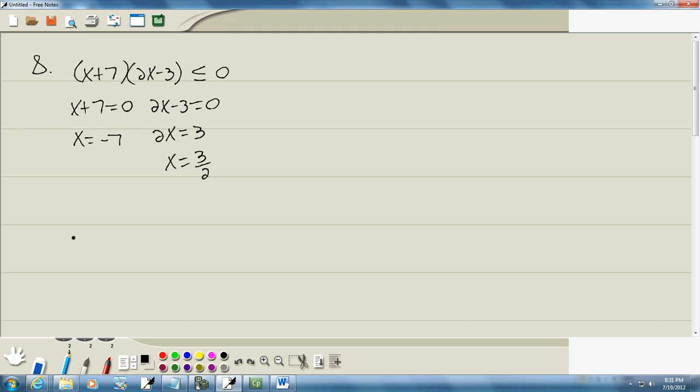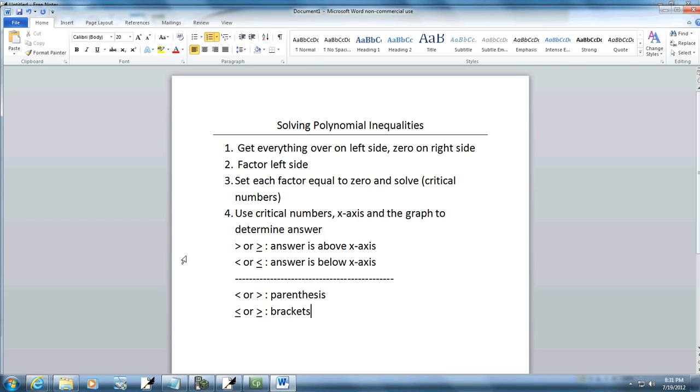Well, it's supposed to be a straight line. Let me try that again. Okay. A little bit better, but not much. Okay, here's our negative 7, and here's our 3/2. This is the x-axis. And your smallest number goes first, and the larger number goes here.